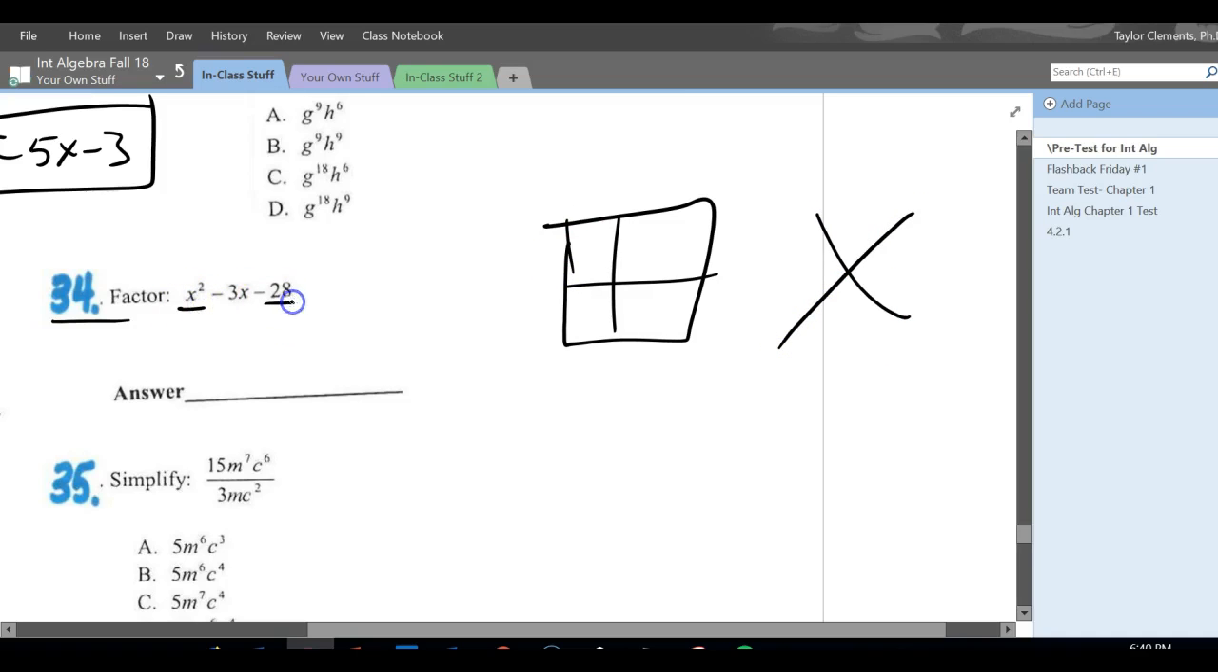Let's see. Multiply the first and third terms to go here. -28x squared. Middle term goes here. And then we can put those over here now. X squared goes here.